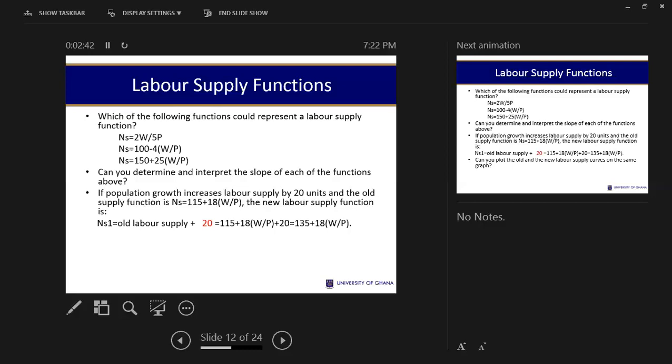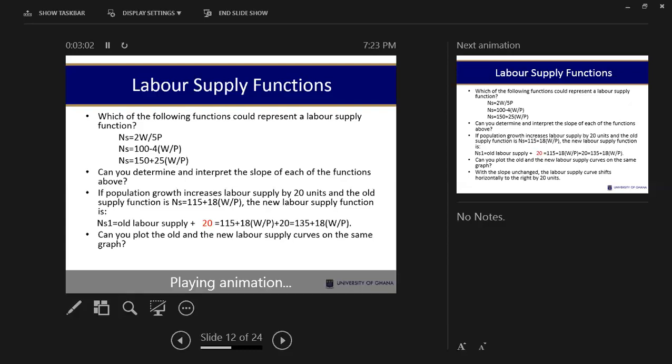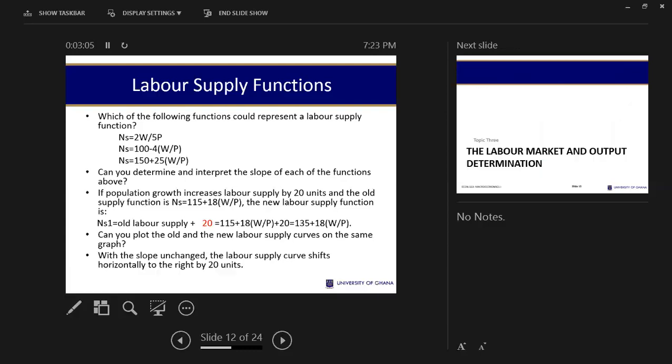This means that the labor supply curve is going to shift to the right. The labor supply curve can only rotate if there's a change in the wage rate. But any change in the intercept is going to cause a shift in the labor supply curve or function. All right, so you can choose to draw this. You get a sheet of paper and then you draw the first one and then draw the second one.